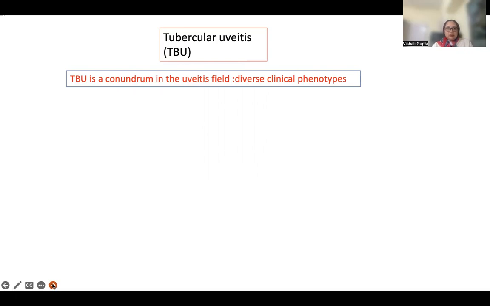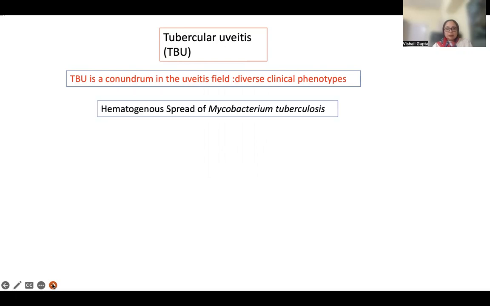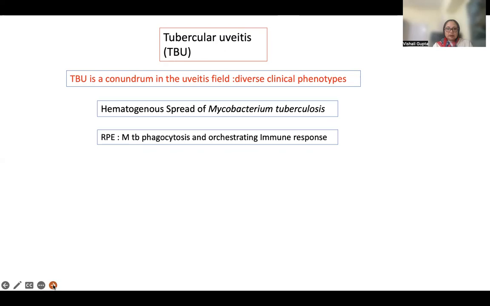TB uveitis, as we all understand, is quantum in the uveitis field, mainly because the clinical phenotypes are very, very diverse. The reason for such diversity is that there is a hematogenous spread of Mycobacterium tuberculosis. The RPE, the retinal pigment epithelium, phagocytoses and orchestrates the immune response, which results in the development of a phenotype that is totally different from some other mechanisms.